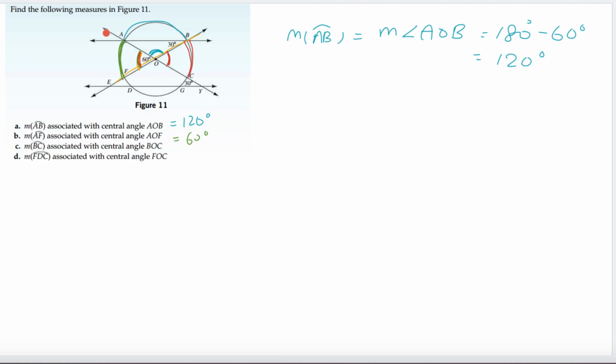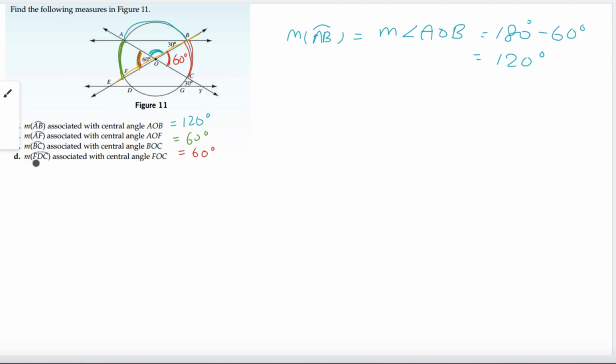By looking at this straight angle, we already found this as 120. 120 plus this one makes a straight angle, 60. So we can find out this is also a 60 degree angle, and we can show the vertical angles. We call these vertical angles, okay? Vertical angles are congruent. So we know the measure of arc BC, associated with central angle BOC, is also 60 degrees.